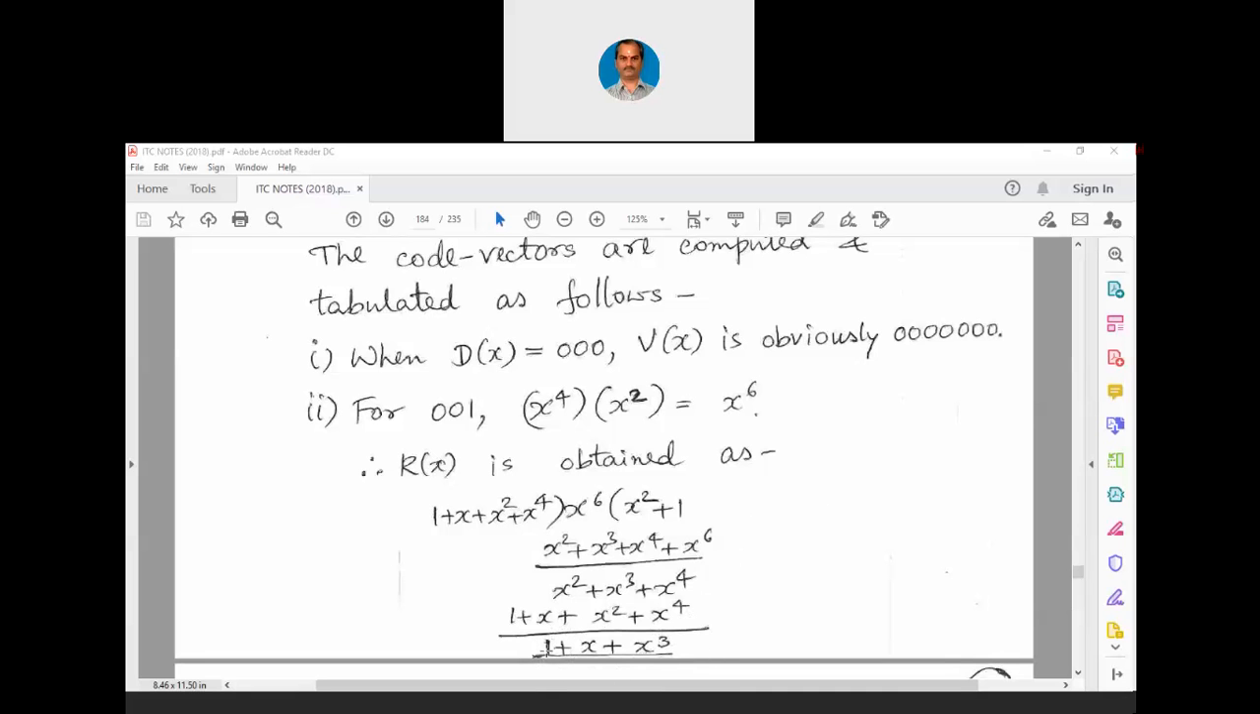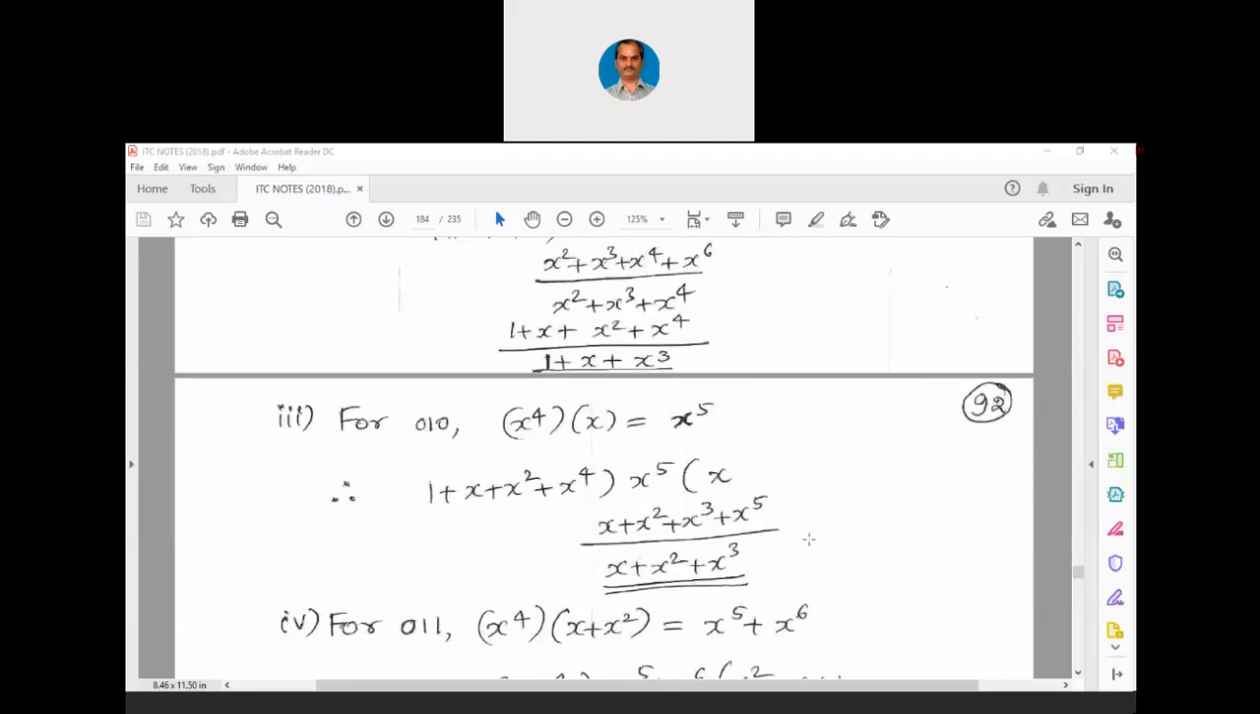Now this can be written as, sorry, this can be written as 1, 1, 0, 1. Because 1 is present, x is present, x square is not present, x cubed is present. So it is 1, 1, 0, 1. That way this remainder polynomial can be represented.